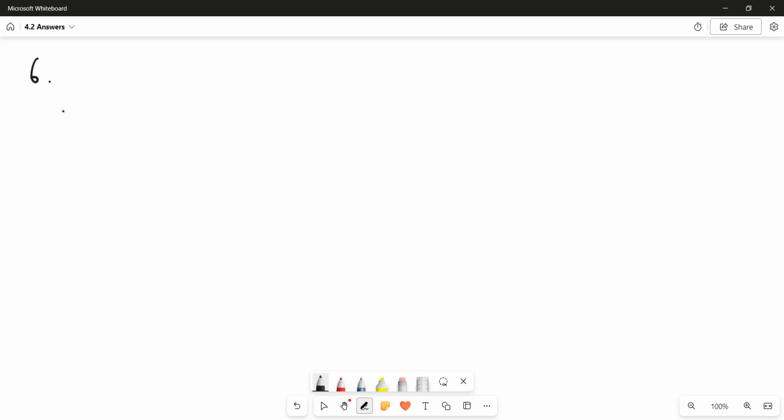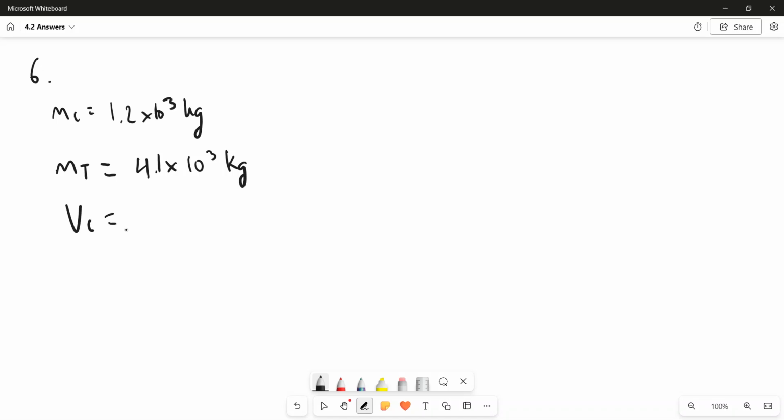Okay, so question 6. We have a few values that are important to note. First is the mass of the car, which is 1.2 times 10 to the power 3 kilograms. And then we have the mass of the SUV, or in this case, I'll just call it truck, 4.1 times 10 to the power 3 kg.